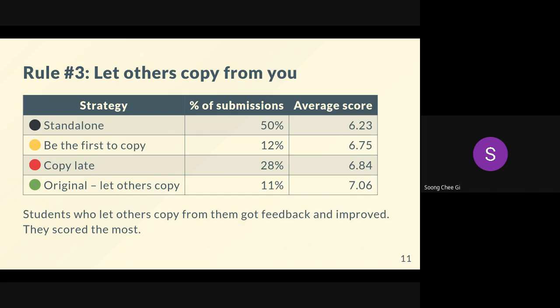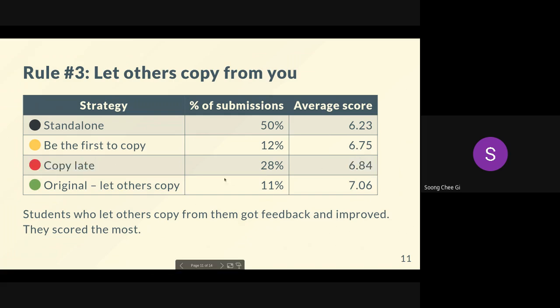I had students broken into 4 groups, and that's what the colors represented. The standalones, they didn't copy, they didn't allow anyone else to copy. And on average, their score was about 6.23, the lowest performer. Those who did slightly better were the ones who copied early, the first ones to copy as soon as someone publishes. And this, we know, is not a great strategy, because if you wait till late, you get a better pool of submissions, and therefore those who copied late did a little better.